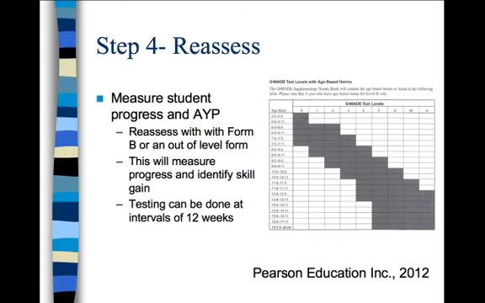This reassessment can be done with Form B or an adequate out-of-level form. The second assessment will measure progress and identify students' skill gain and areas still needing more attention. Testing can be done at intervals of 12 weeks using forms appropriate for each student's level.